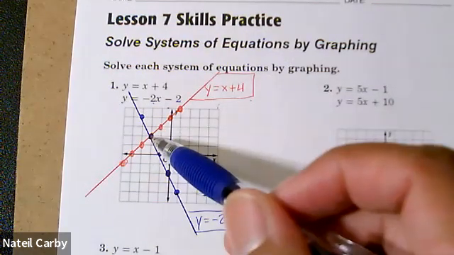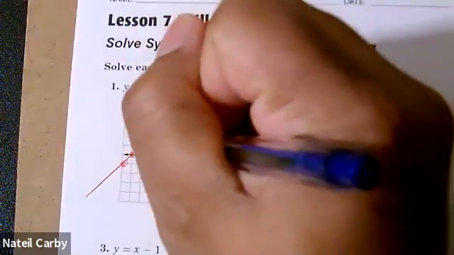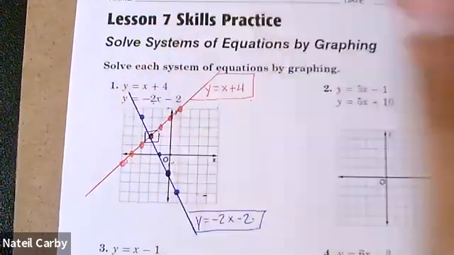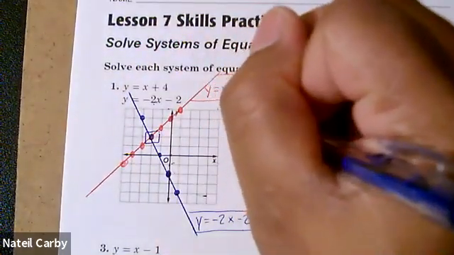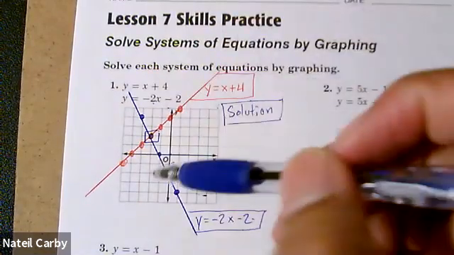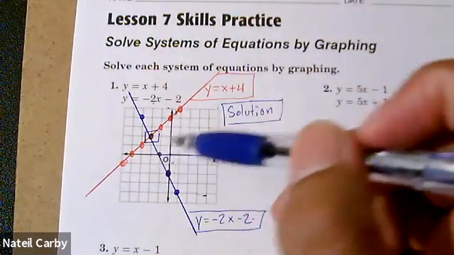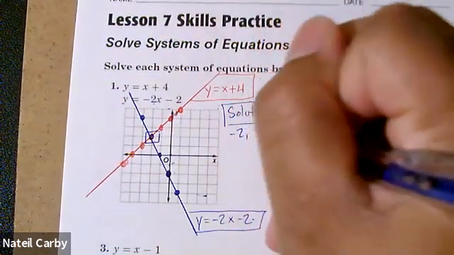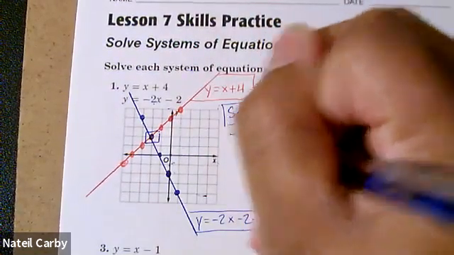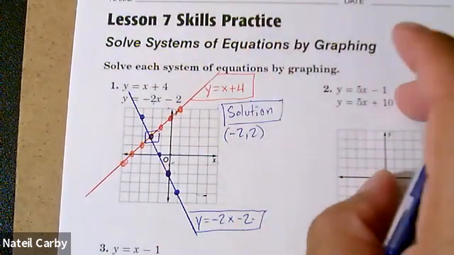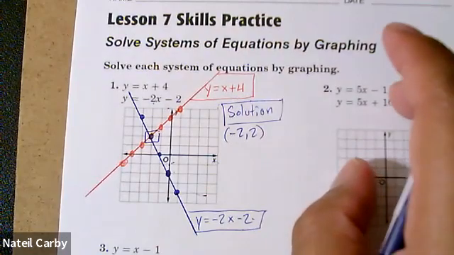Okay. So our solution is the point of intersection, which is right here. So our solution is -2, 2. That is my point of intersection.